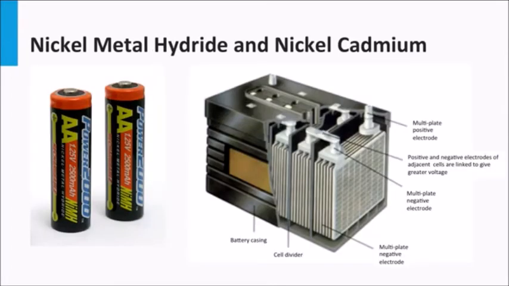Another secondary battery type is nickel metal hydride and nickel cadmium batteries. Nickel metal hydride have a good energy density comparable to that of the lithium-ion batteries. But the nickel metal hydride batteries suffer from a high rate of self-discharge. Nickel cadmium batteries have much lower energy densities.